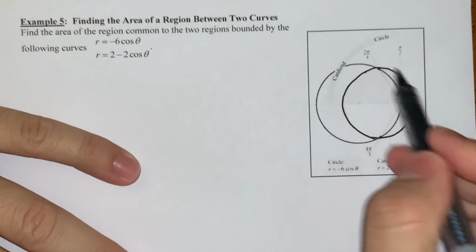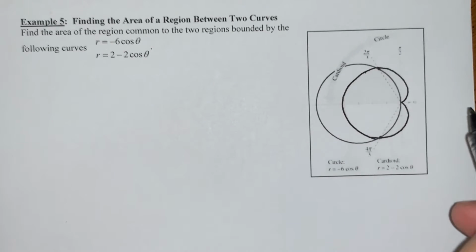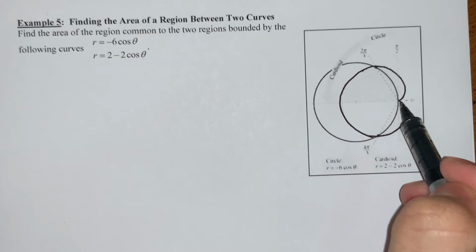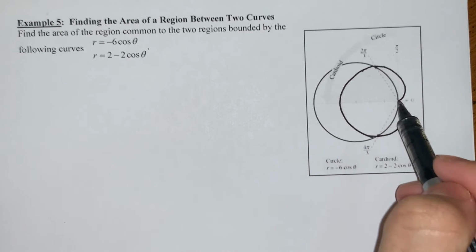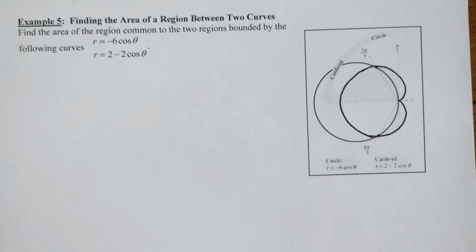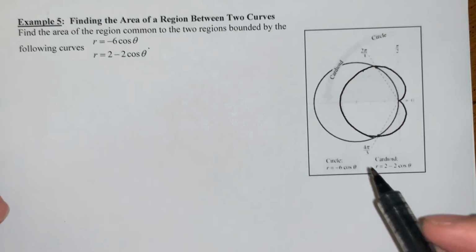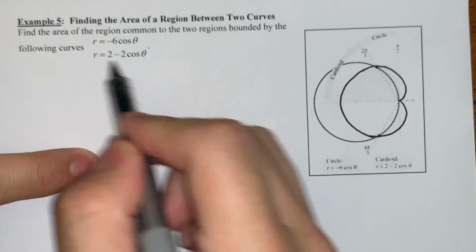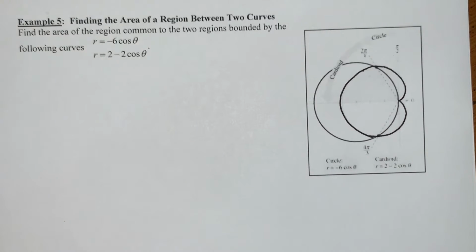All right, so I know in this example, when I printed out the notes for you guys or even when I posted them, it's pretty hard to see the cardioid that is in this graph, but there it is. I went ahead and darkened it for you so that you can understand what's going on here. So let's see what we've got. It says, find the area of the region common to the two regions bounded by the following curves. Like I said, this is the last that we need to know.